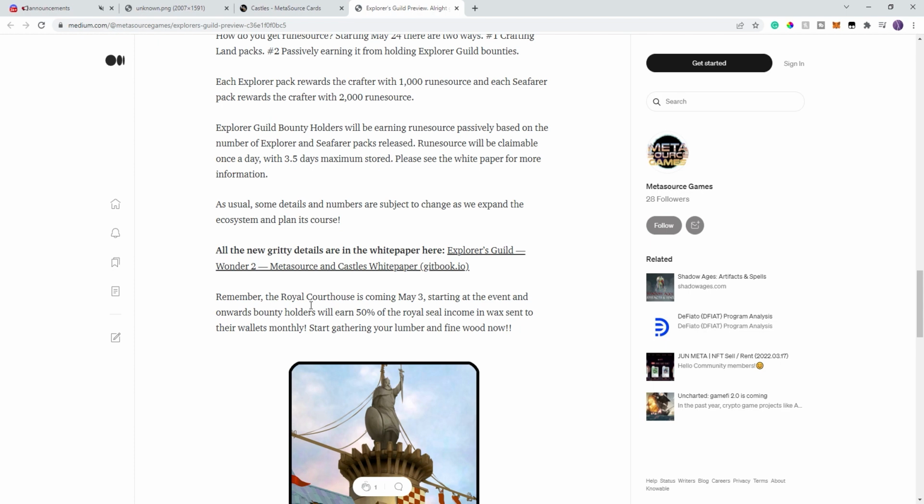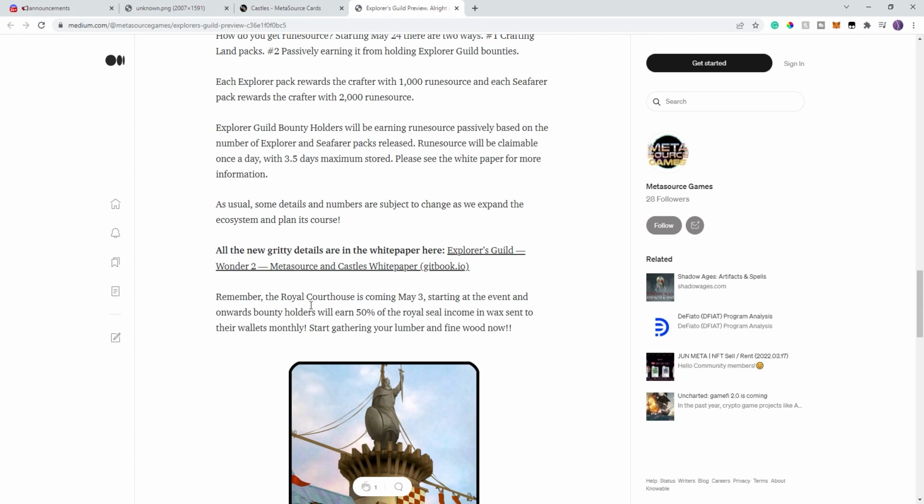Like I said, the Lumberjack starts off here in a few hours. That's going to create logs for you. Logs are used for the carpenter that creates fine wood. And the fine wood creates your royal courthouse, creates your explorer guild, and is also used to create these packs. It's very important to have a number of carpenters and a number of lumberjacks to feed each other so you can continue to create this.